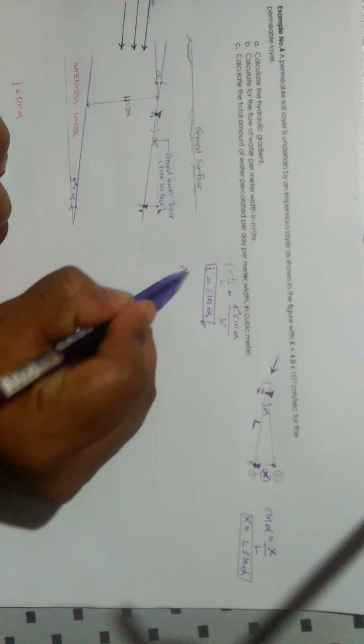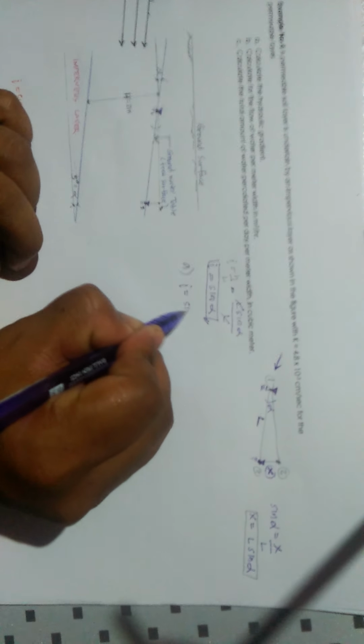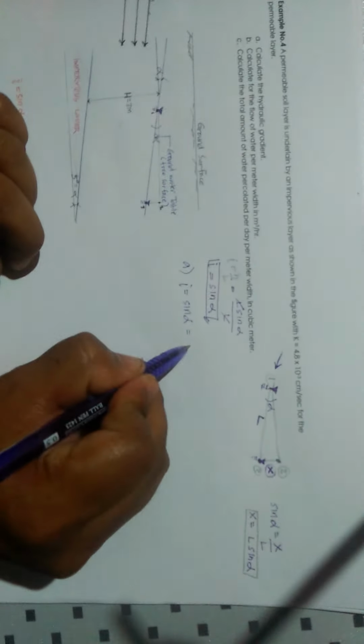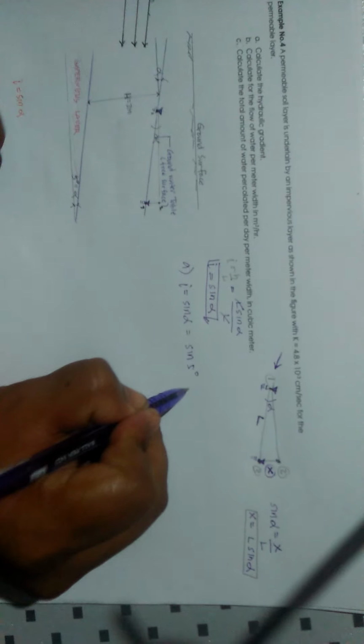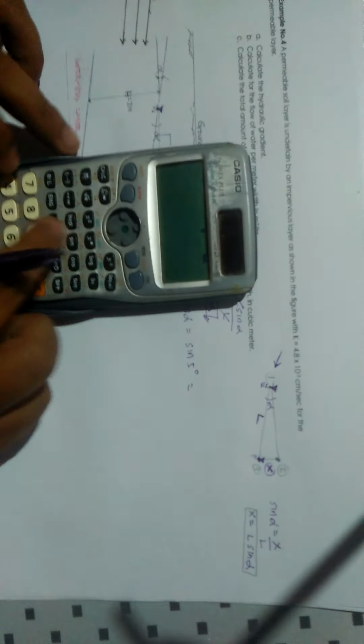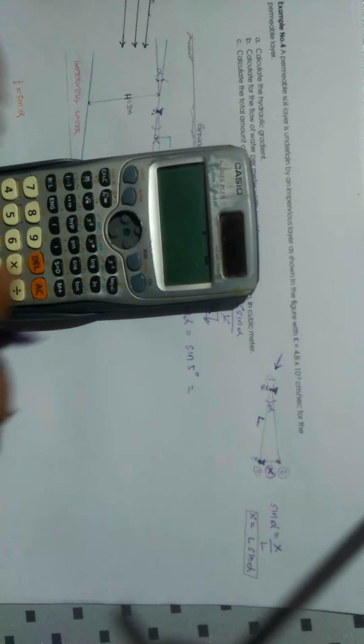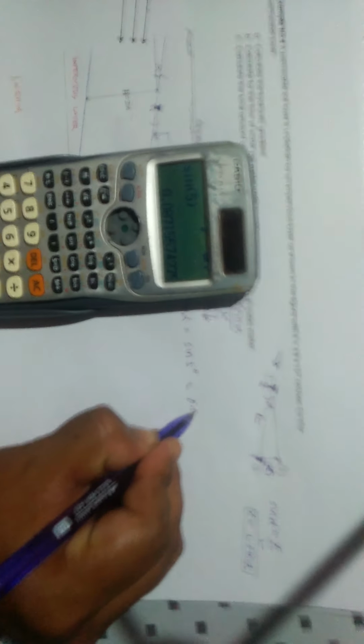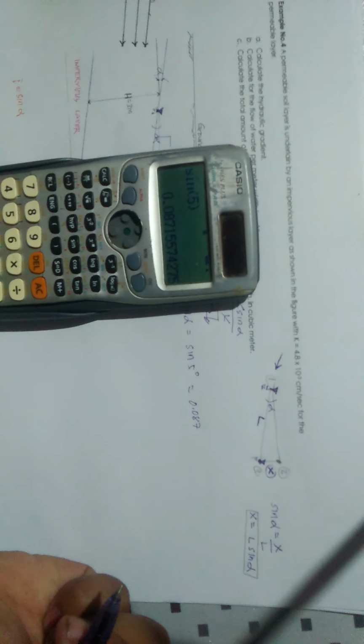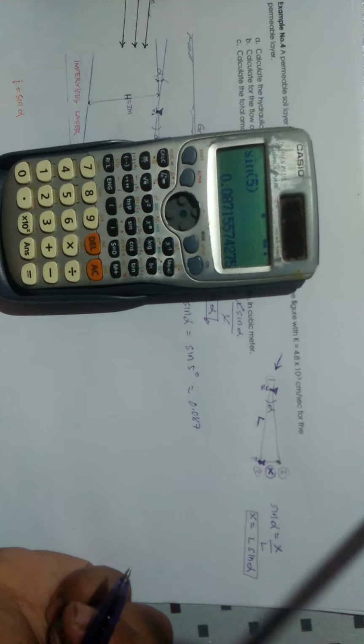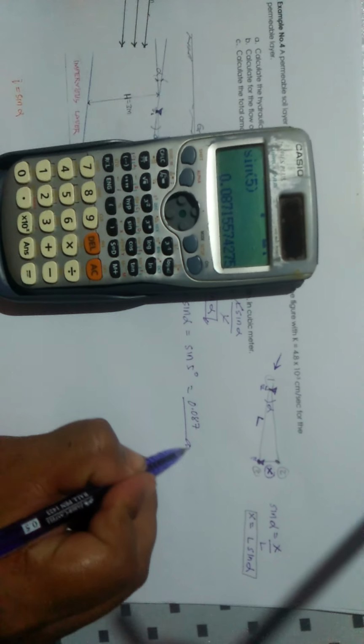First question. Calculate the hydraulic gradient I simply equal to sine alpha. O diretso lang. I sine, what is your angle? 5 degrees. So ang sagot natin is equal to sine 5 degrees, 0.087 unitless. Okay? So yan yung sagot natin for your I.